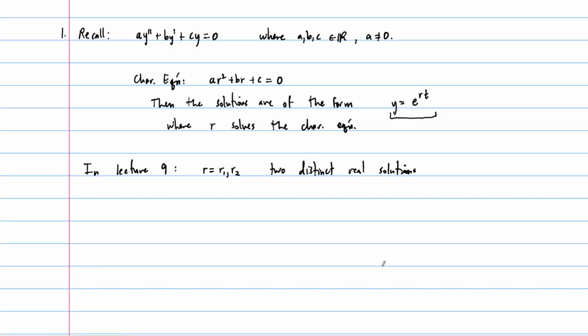And then we said that the general solution of this differential equation is the following. This is all review, but it's important review because we're going to pick up right where we left off. The general solution would then be y equals c1 e to the r1t plus c2 e to the r2t. So this is the general solution of this differential equation.